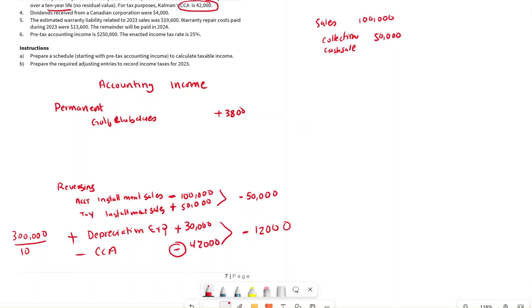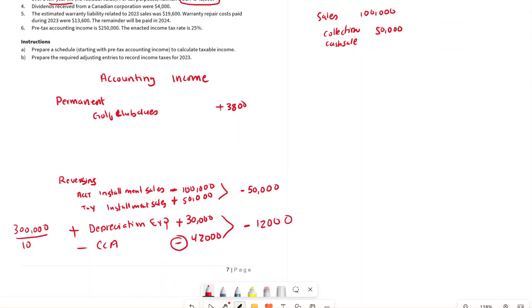Going further, we have a dividend that you received from a Canadian corporation. They're not taxable. If they're not taxable, I need to take it out. I will take out 4,000, and it is a dividend.